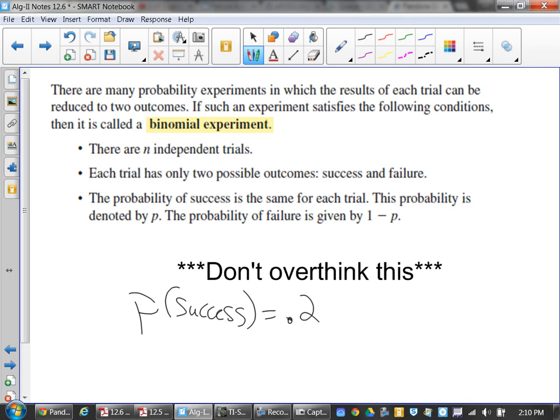Okay? I'm already overthinking this. Yeah, I know you are. Why is there no middle ground? You can have success, you can have failure. Is there no middle ground? Nope. Success or failure. I'm looking at it as a very, very simple idea.